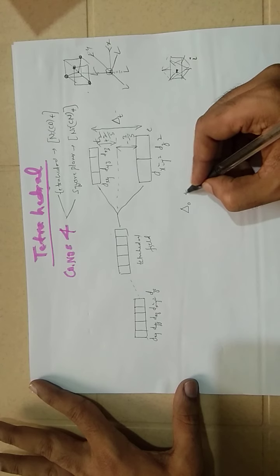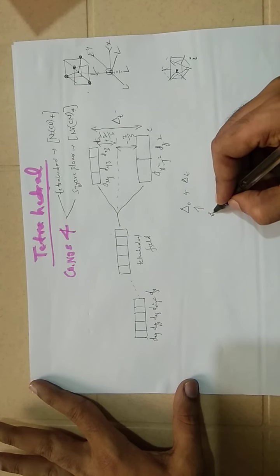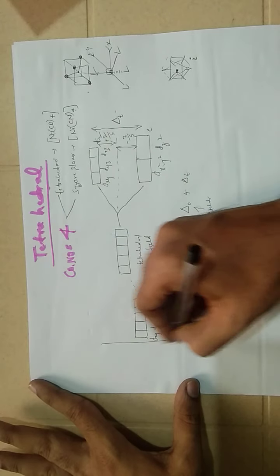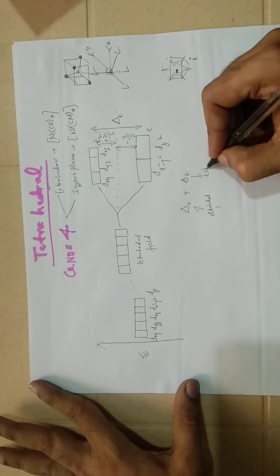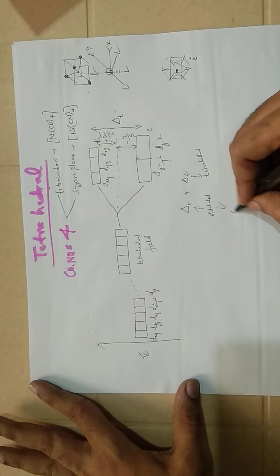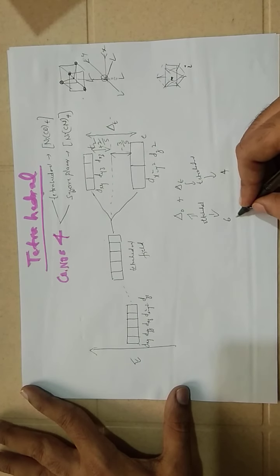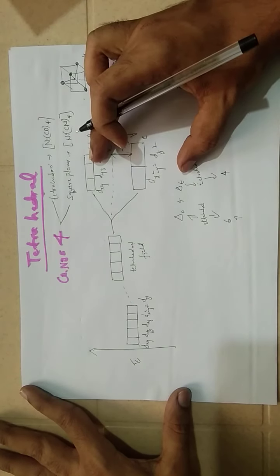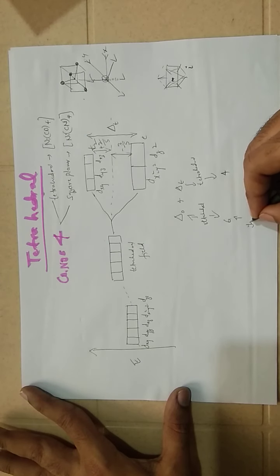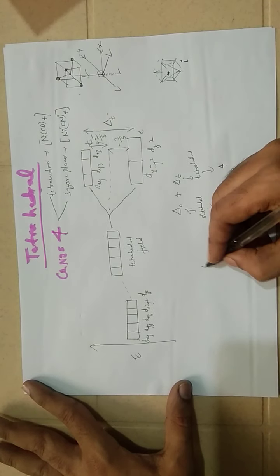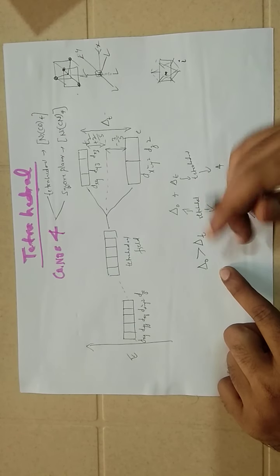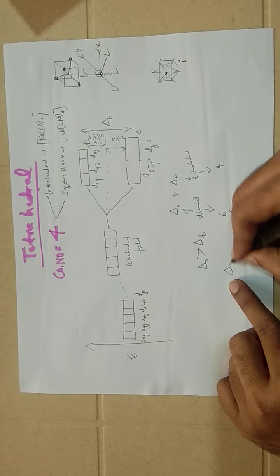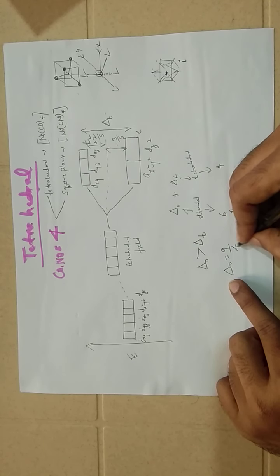Relationship between delta O and delta T. See how many ligands are there? You should always write the energy axis. Octahedral has 6 ligands and tetrahedral has 4. Greater the ligands, greater is the interaction, greater will be the splitting energy and the CFSE. So remember delta O is always greater than delta T, and the well-known relationship is delta O equals 9 by 4 times delta T.